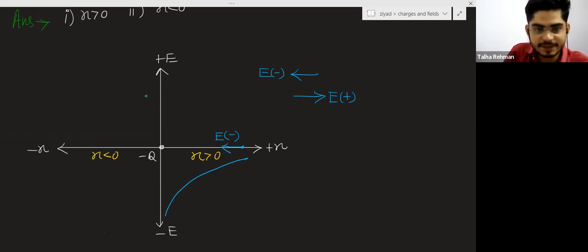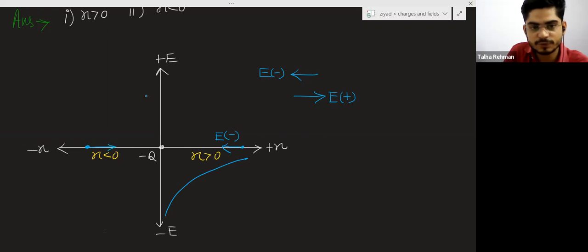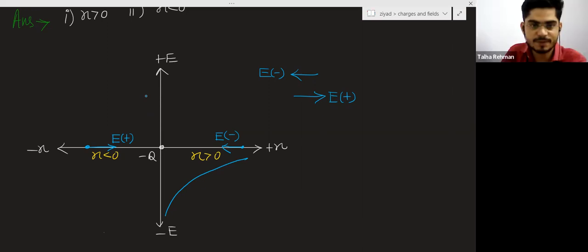So now if you come here, x is less than 0. Here, if you want to find the direction of electric field, means if you are going in this direction, electric field is positive. So in which quadrant will this phenomenon take place? The second quadrant. Very good. Means you have understood the concept now.